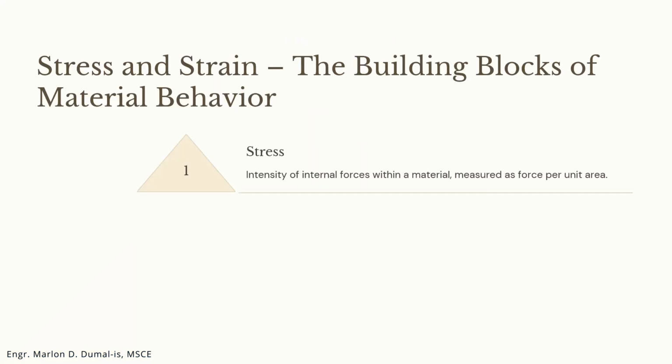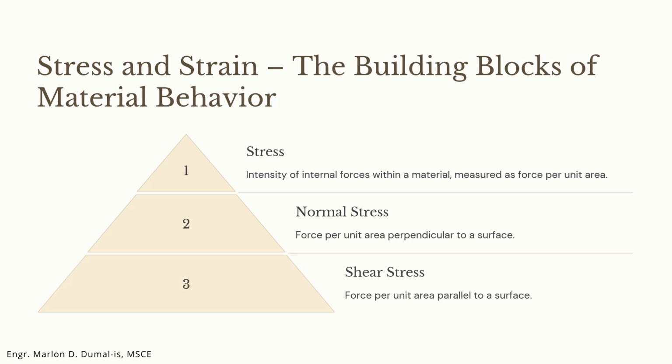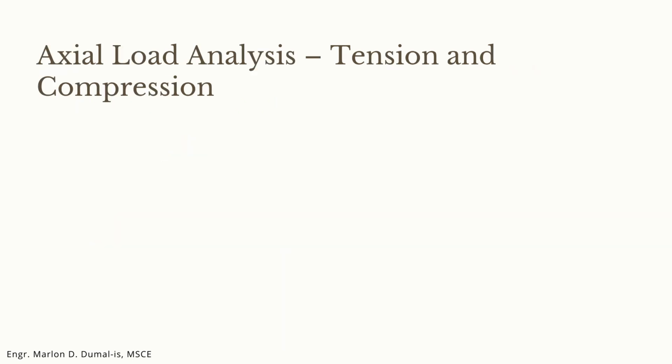Stress represents the intensity of internal forces within a material, measured as force per unit area. Normal stress is the force per unit area perpendicular to a surface and affects axial members such as columns and mining supports. Shear stress, on the other hand, is the force per unit area parallel to a surface and plays a crucial role in bolted joints and machine elements. Stress is expressed using Pascal, Pa, in the SI system or psi, pounds per square inch, in the US customary system. Axial forces act along the length of a member.